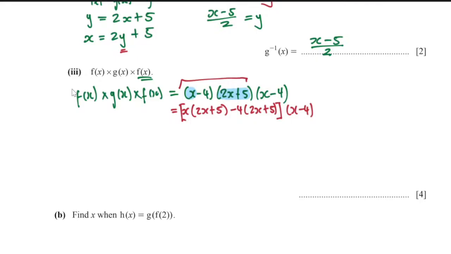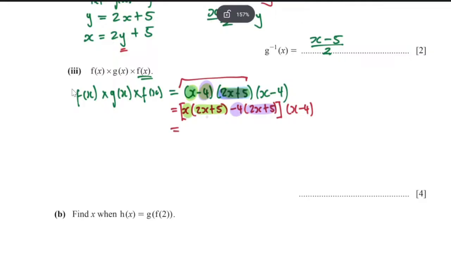Okay? You start with the first 2 brackets. x multiplies everything. x multiplies 2x plus 5. Then you take minus 4. The minus 4, you multiply everything. Let's go for it. x times 2x, 2x squared. x times x, x squared. Plus x times 5, 5x. Minus.